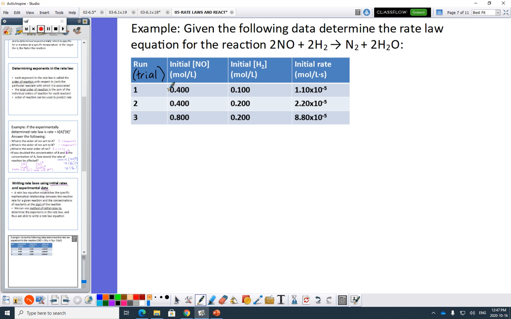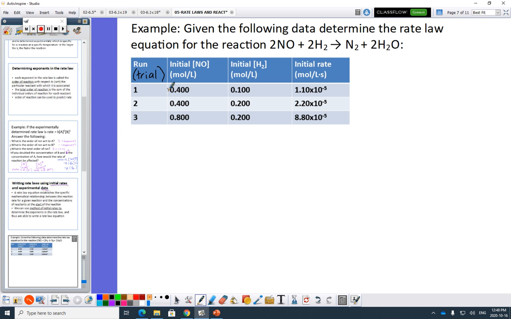The first time they did 0.4 molar NO and 0.1 molar H2, and then they got a rate of 1.1 times 10 to the negative 5. Then they did 0.4, they kept that the same, but they changed this one, and the rate got different. And then they did 0.8 and 0.2. So now these two are the same, this one's different, and they measured the rate of reaction.